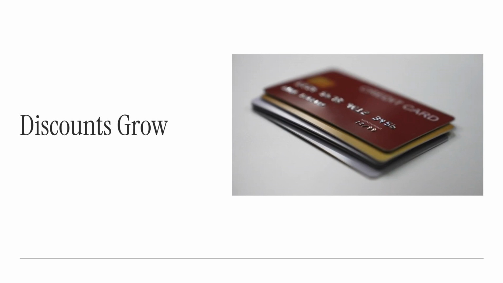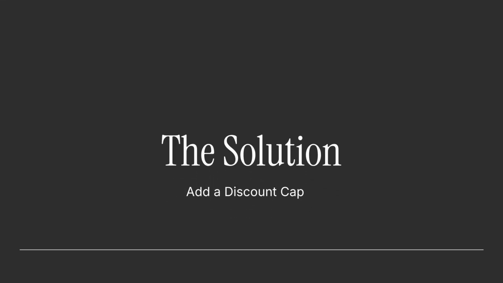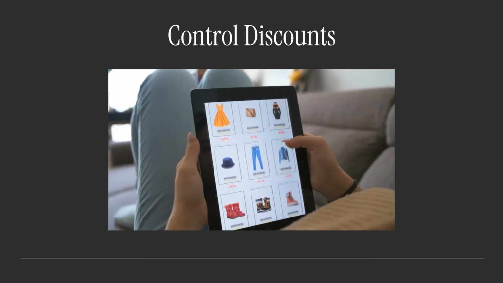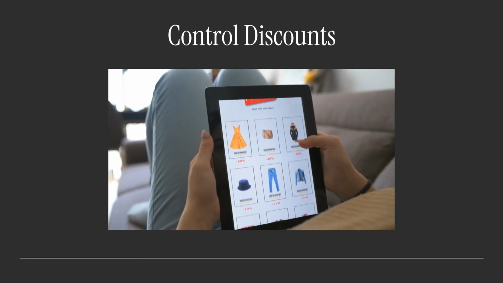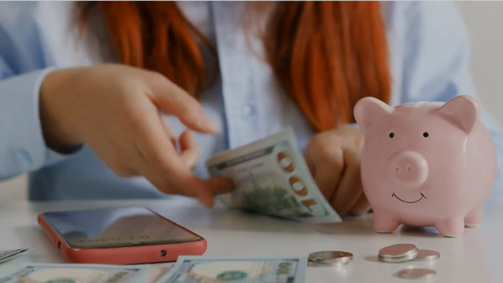Percentage discounts grow with cart size, meaning larger purchases will get a larger discount. Merchants risk giving away too much money, impacting their bottom line. The simple solution is to add a discount cap. For example, offer 35% off up to a maximum of $150. Capped discounts give you precise control over promotions, especially on larger orders. This helps protect your profit margins, ensuring you don't over-discount.